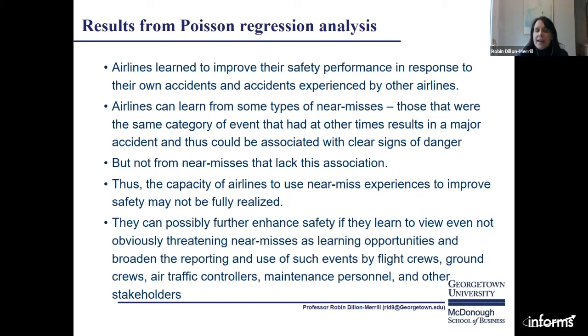We also see that airlines can learn from some types of near misses, that there are many people in the airline organization who are studying all kinds of incidents and studying unstable approaches and are studying runway incursions, and that they're trying to learn from these. And so if these incidents were the same category of an event that had at other times resulted in a major accident, that was associated with a clear sign of danger. But we were not learning from near misses that were not obvious signs of danger or were not things that people were paying attention to.